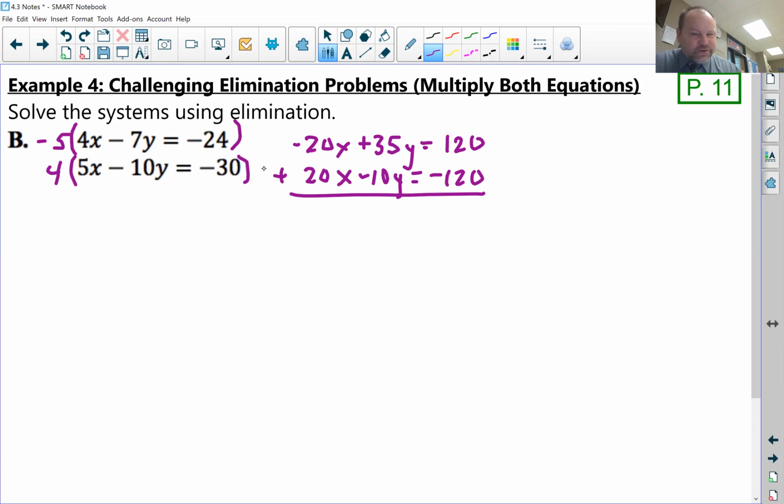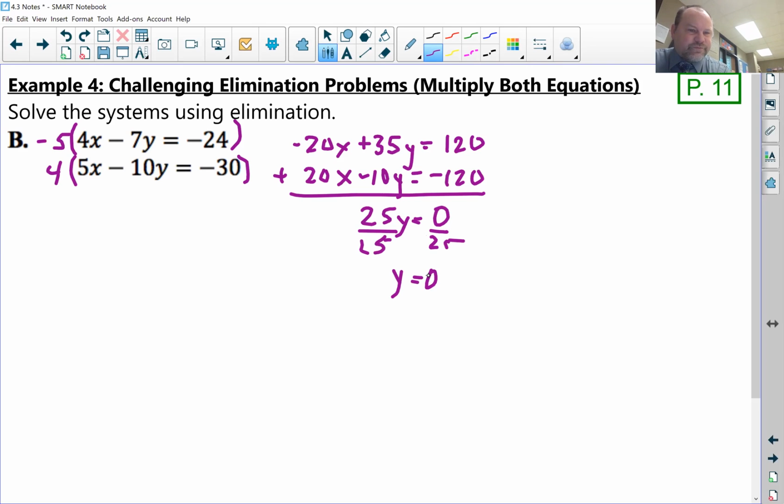Negative 20x plus 20x eliminates, that's 0. 35y minus 10y is 25y. 120 minus 120 is 0. Divide both sides by 25. Y equals 0. Plug that into one of my original equations to figure out what x is. I'm just going to choose the first equation.